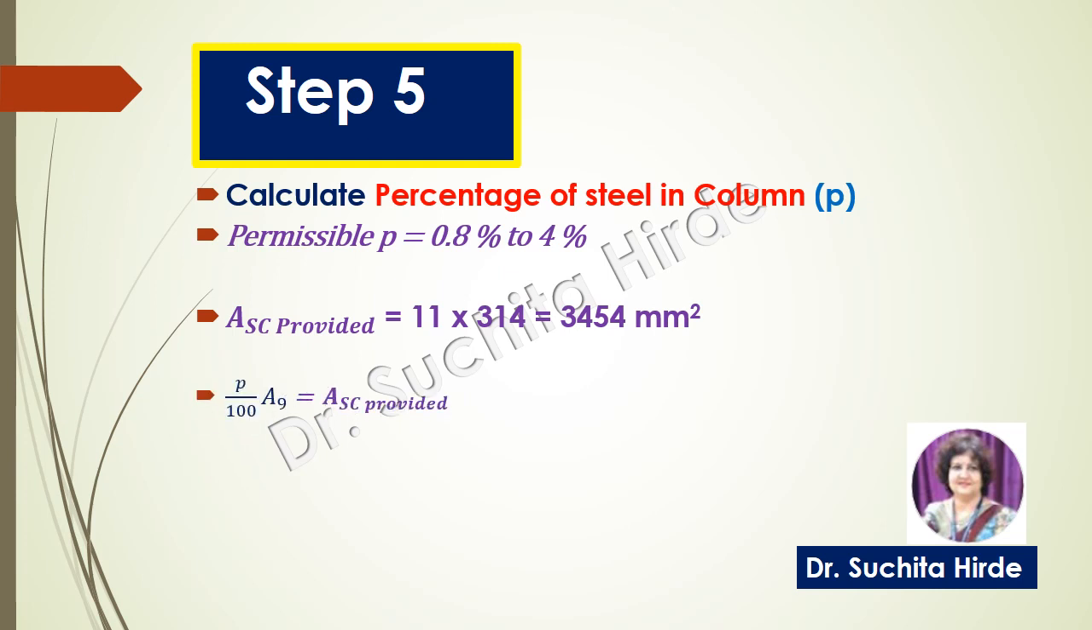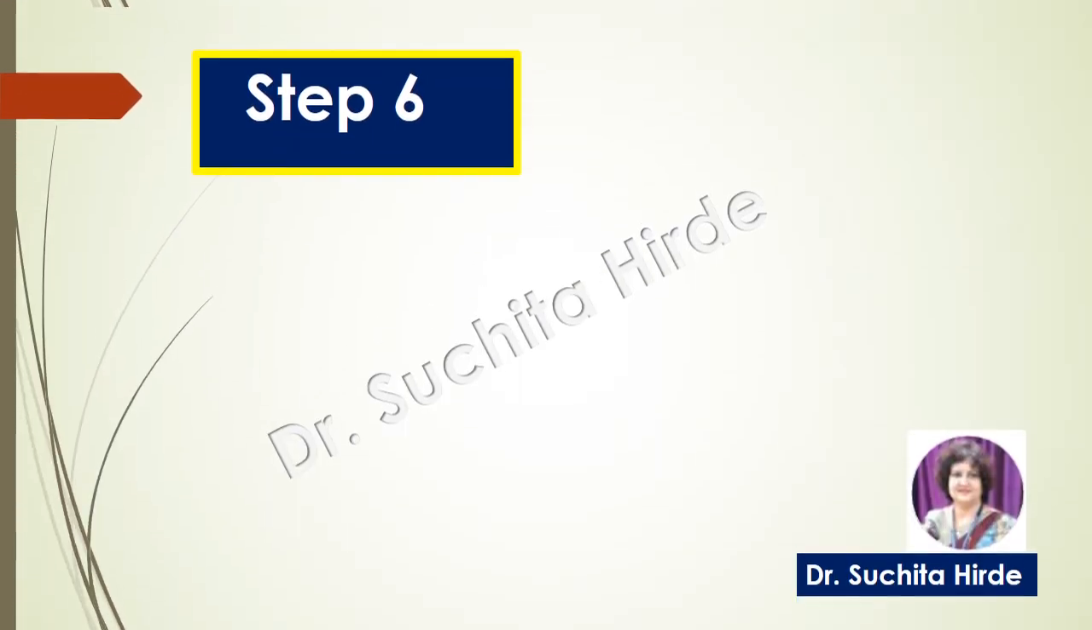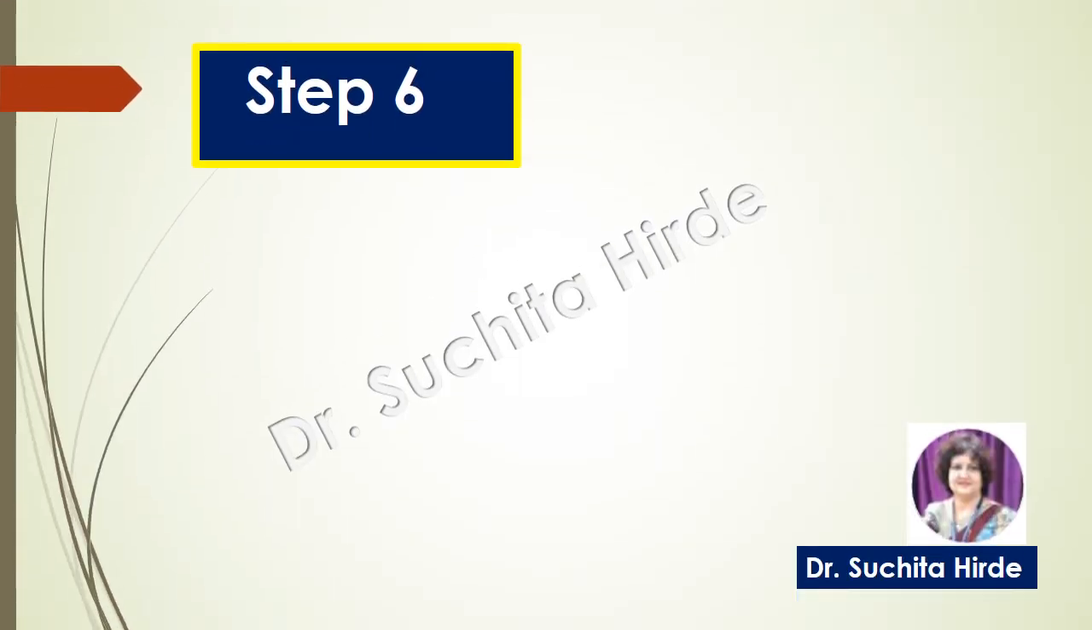So from this we can calculate percentage of steel. So we get percentage of steel is equal to 2.75%. So this 2.75 is within the range, means it is more than 0.8 and less than 4%. Therefore, it is okay. This is all about design of main steel.